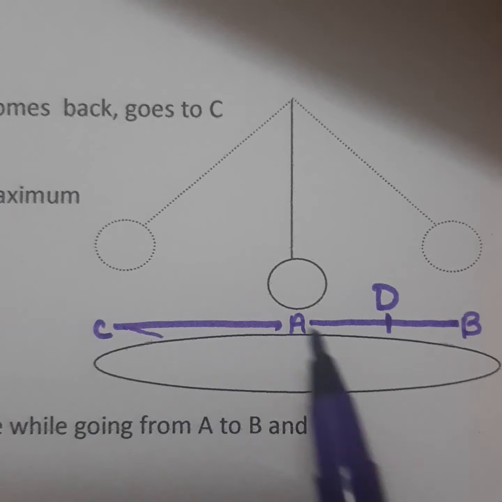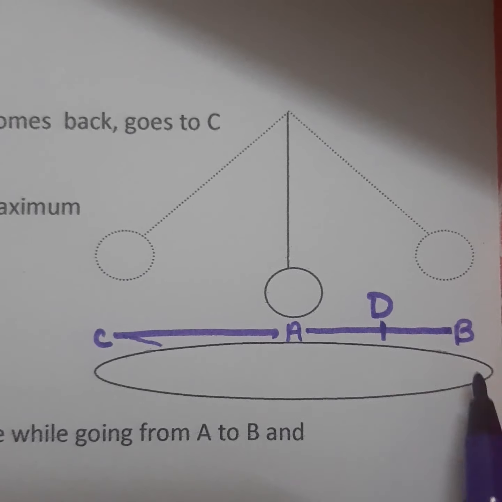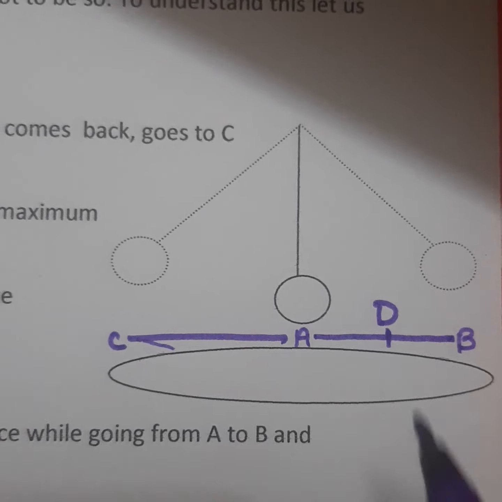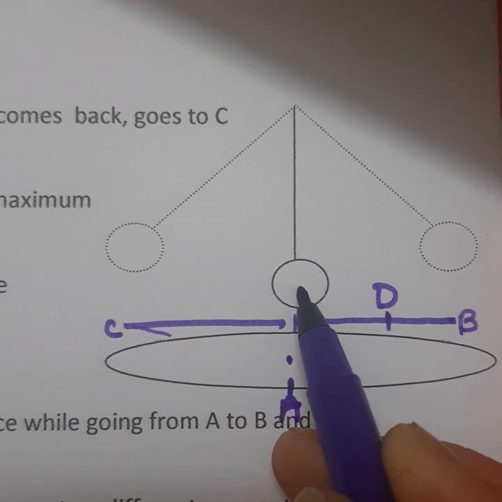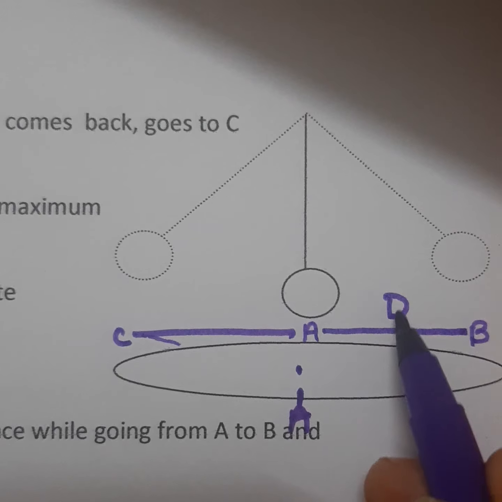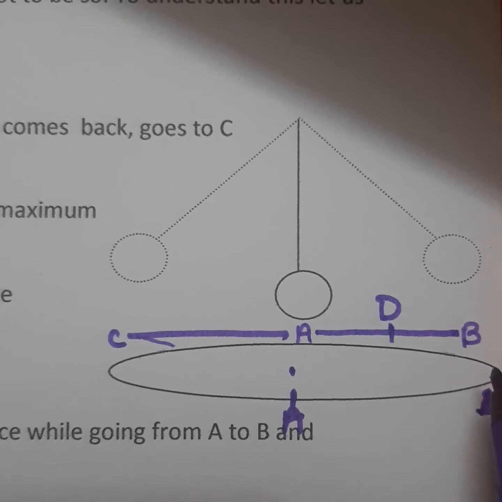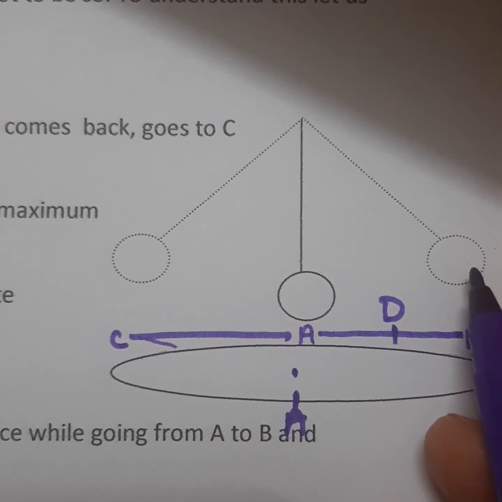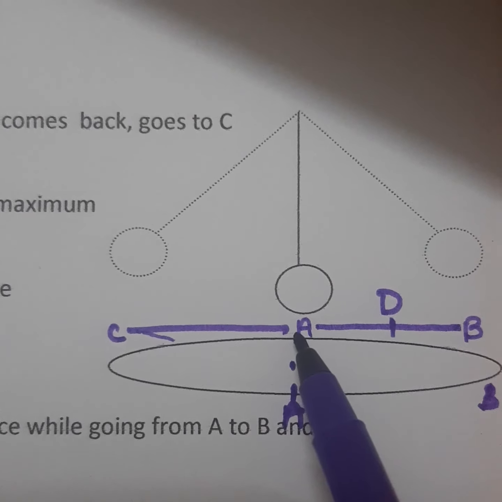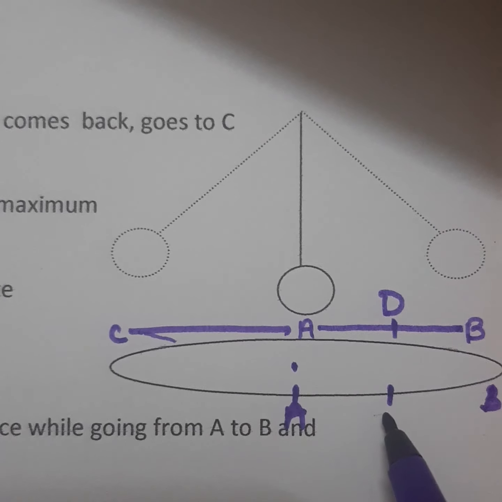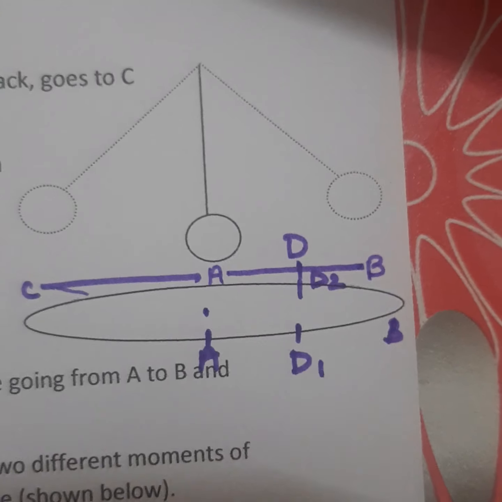So instead of saying that it traces this line when it moves like this, we say it behaves somewhat like a circle. How come? This is the mean position. The position D is acquired two times: when the pendulum moves from A to B, and when it moves from B to A. So these are the two positions for D. We may call them D1 and D2.